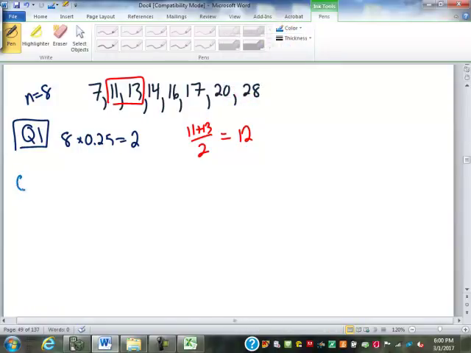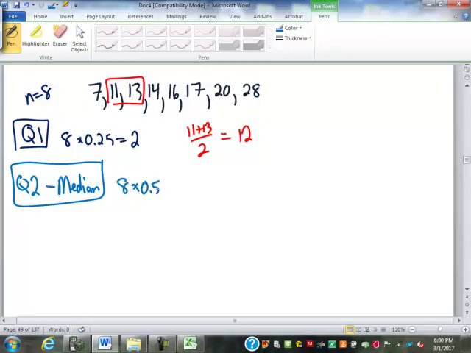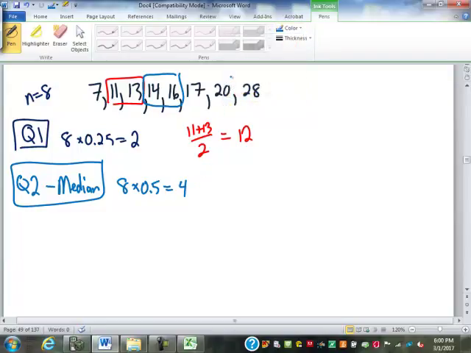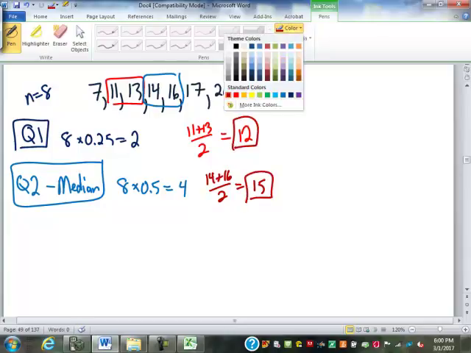Quartile 2, which is usually just referred to as the median rather than the second quartile, is 8 times 0.5, which is 4. Tells us it's between the 4th and 5th. So it'll be between 14 and 16, otherwise known as 15. So the median, or the second quartile, is 15.